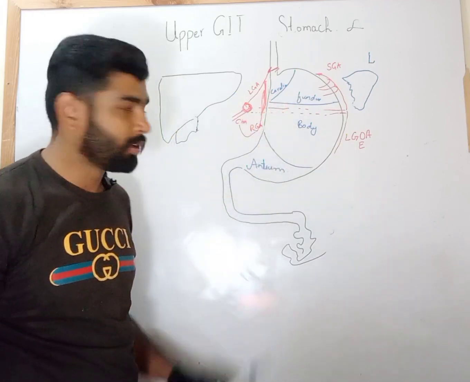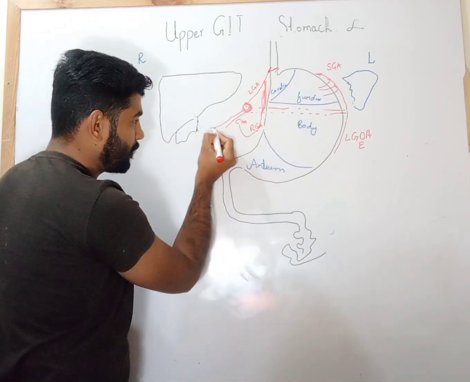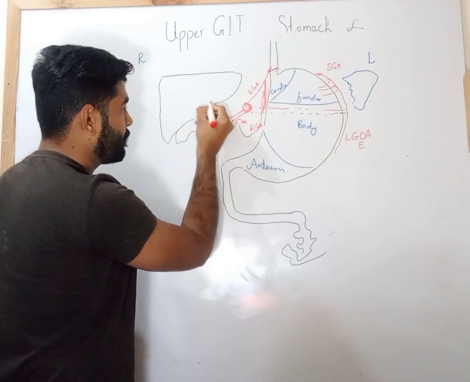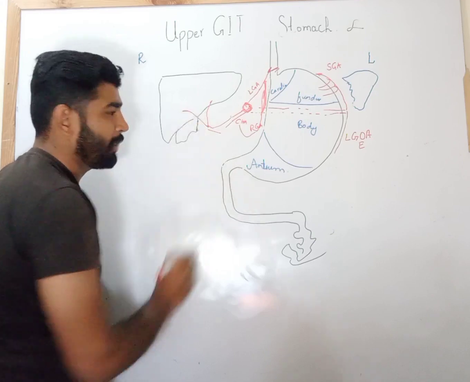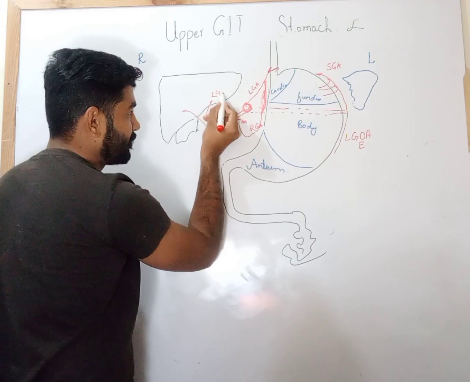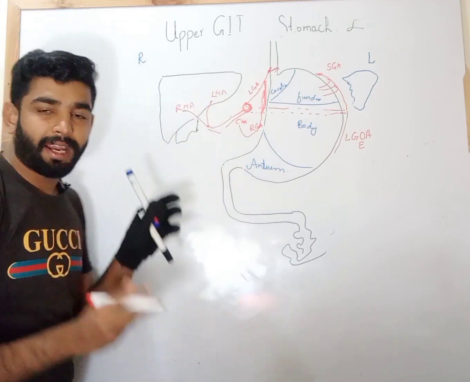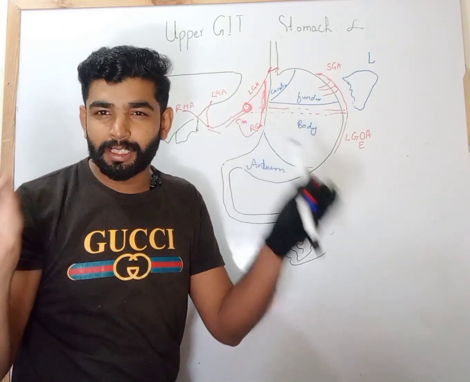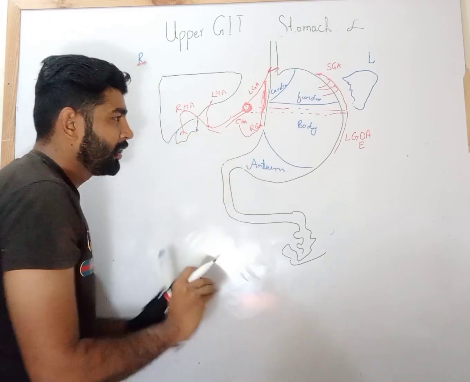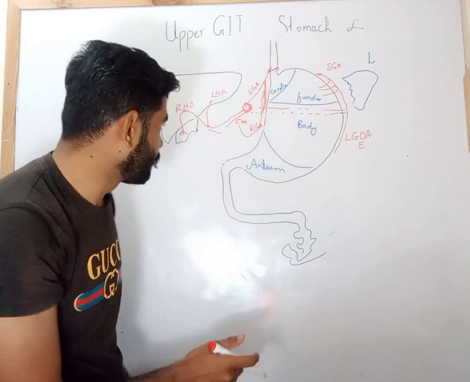Now common hepatic artery gives rise to the hepatic artery proper, and this is mainly the left hepatic artery, and this is the right hepatic artery. This is the gallbladder, and the gallbladder is supplied by the cystic artery which is a branch of the right hepatic artery. Origin wise you have to discuss it.